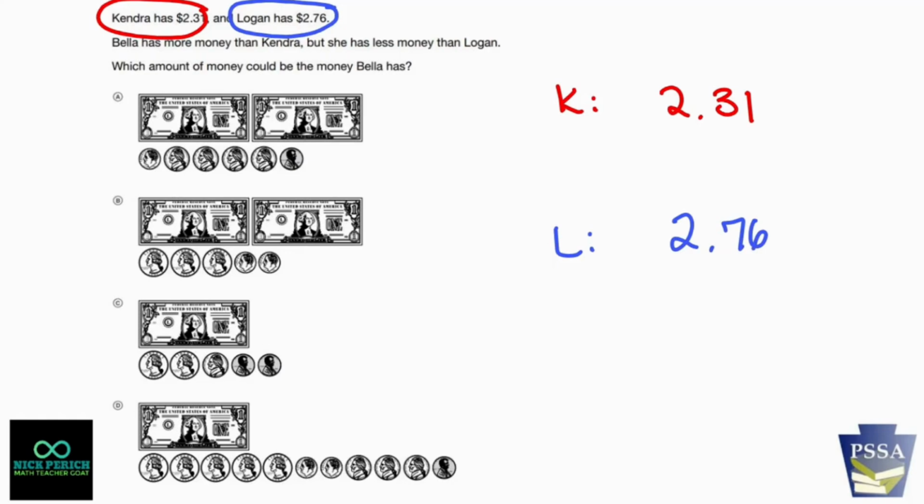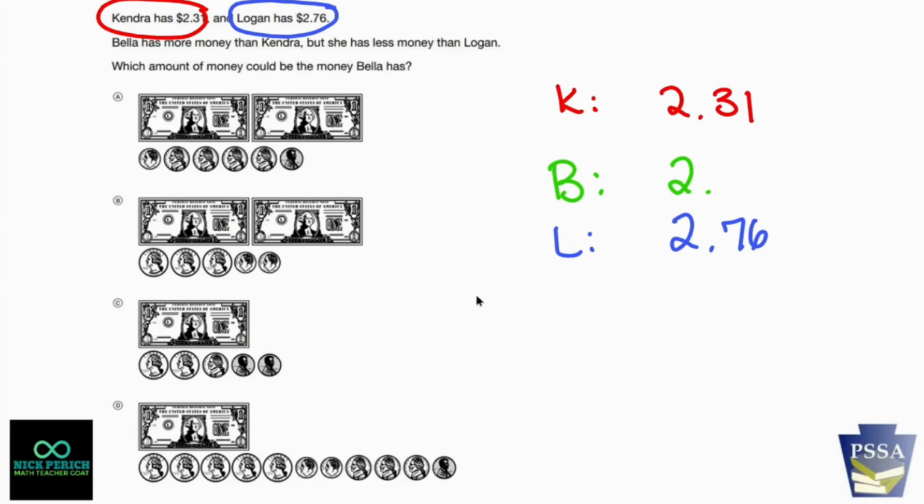Bella, some new person, has more money than Kendra, but less money than Logan. So more than Kendra, less than Logan means Bella is going to be in between them. Which amount of money could be the money Bella has? Well, Kendra is $2 and something. Logan is $2 and something. Bella's in between, which means it's $2 and something.